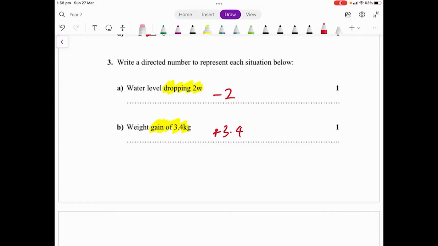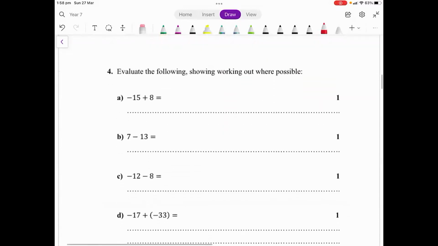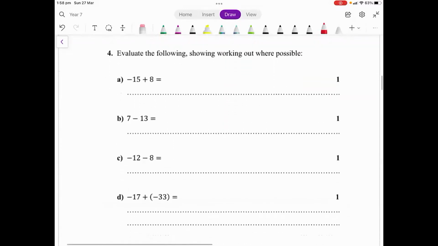For question 4, the first number tells us where we start, the sign tells us which direction we go, and the second number tells us how many. So for question 4a, we start at -15. Plus means we move to the right, and we move 8 units. So if you have a number line, start at -15, move right 8 units, and you end up on -7. For B, start at 7, move to the left 13 units, and you end up at -6. Question C, start at -12, move to the left 8 units, you end up at -20.